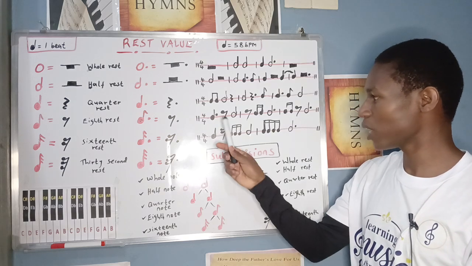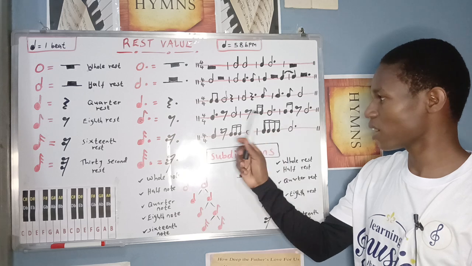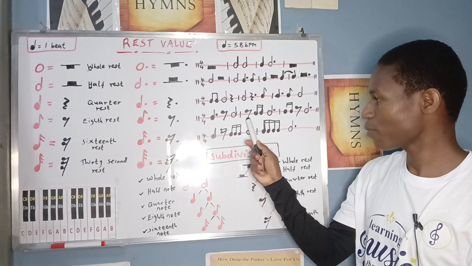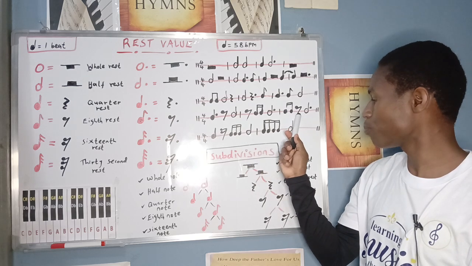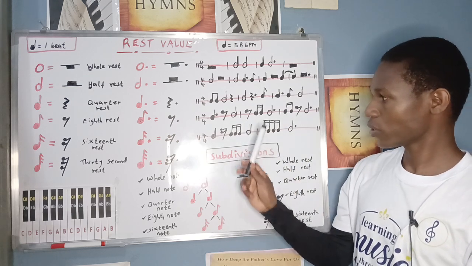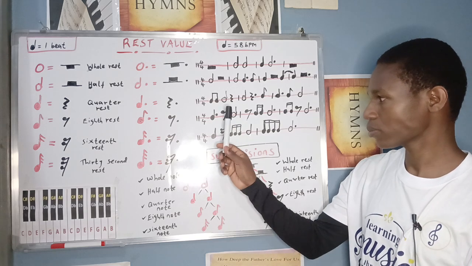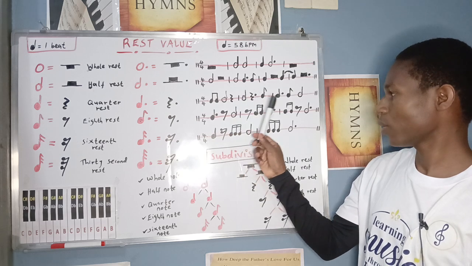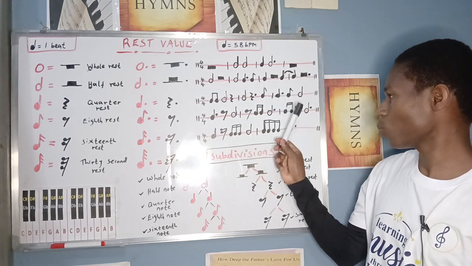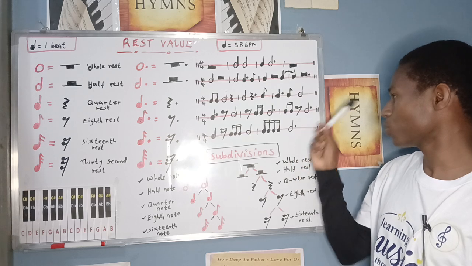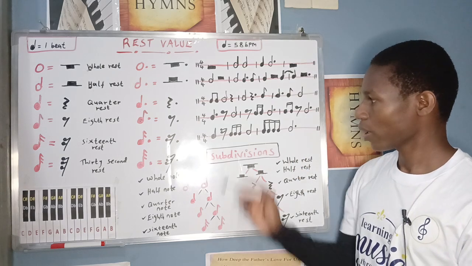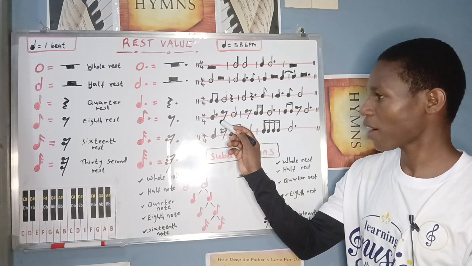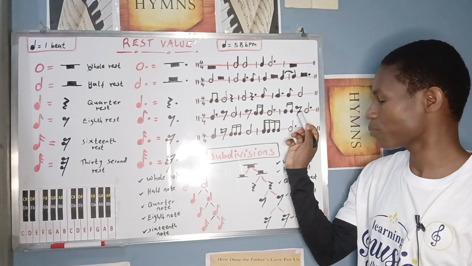So let us see if we can tap the rhythm here. You'll be hearing a half beat of silence here, a half beat of silence here, and a half beat of silence here. So it goes something like this. 1, 2, and 2, 1, 2, goes that way. So this is having a quarter rest, a half beat of rest, a half beat of rest, a half beat of rest.